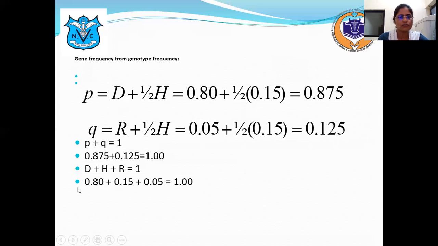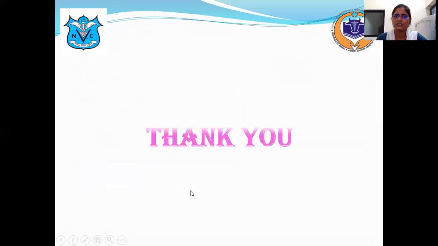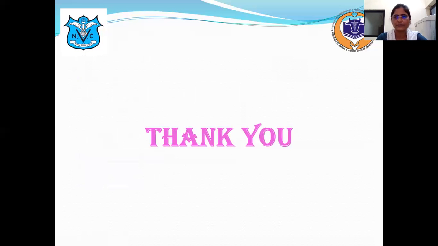And likewise, for the genotypic frequency also, D plus H plus R equals 1. We have 0.80 for the homozygous dominant genotype, 0.15 frequency for the heterozygous genotype, and 0.05 for the frequency of homozygous recessive genotype, and it becomes 1. So this is all about your gene and genotypic frequency. Thank you.